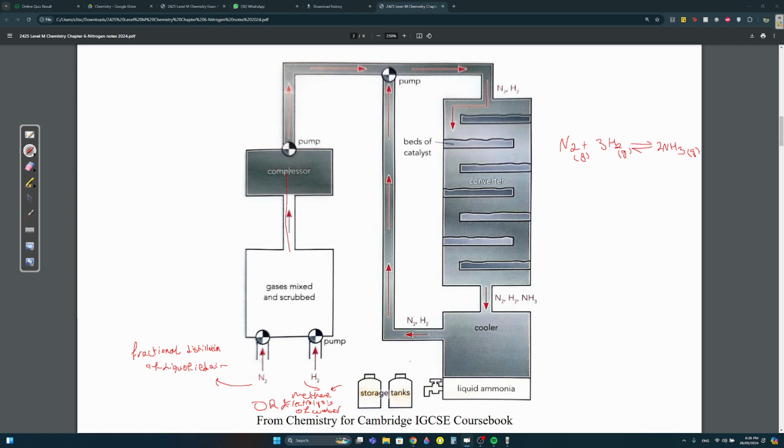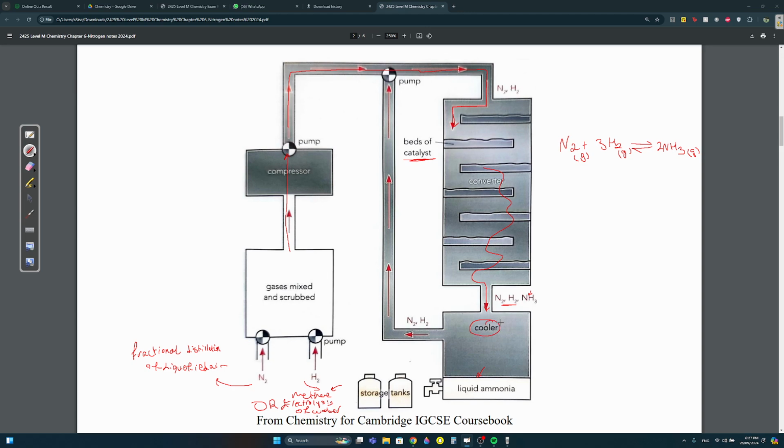It goes into a compressor where the gases are pushed together, and it takes them down here. Now after the gases are compressed, this is the reaction chamber. In the reaction chamber, obviously there's a catalyst to speed it up. They call it the converter or reaction chamber. After the reaction chamber, the gases go down, and obviously, as you can see, not all of it is converted into NH3. Remember, it's an equilibrium reaction, right? So we're going to have some NH3, and it goes into a cooler.